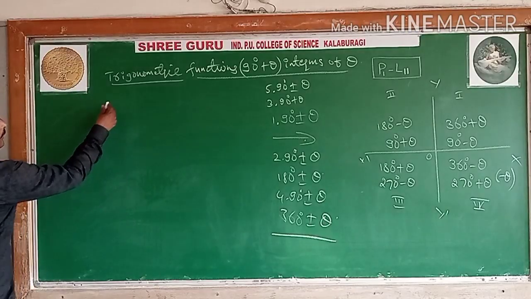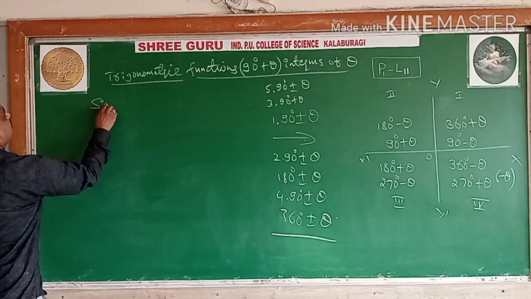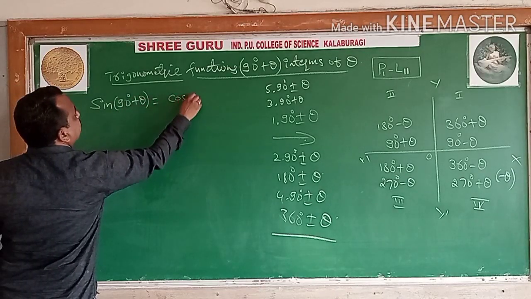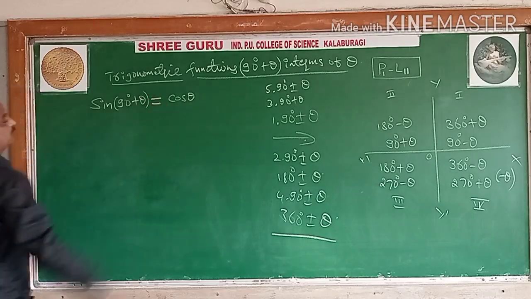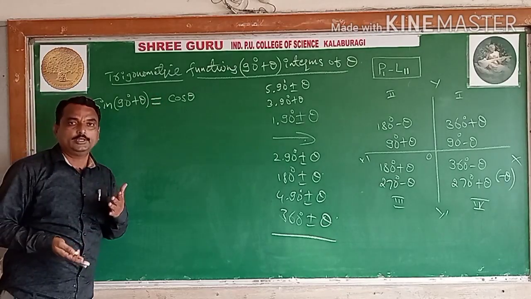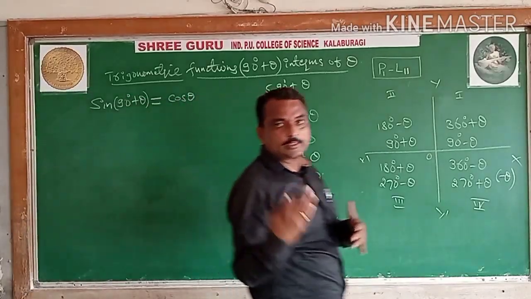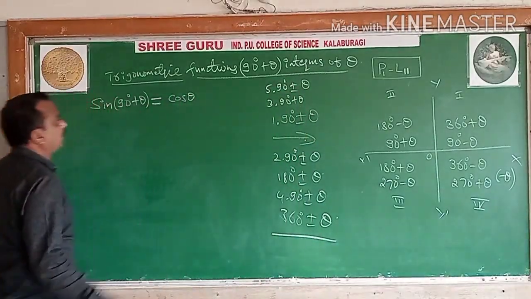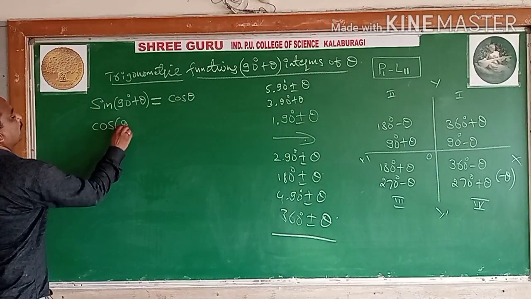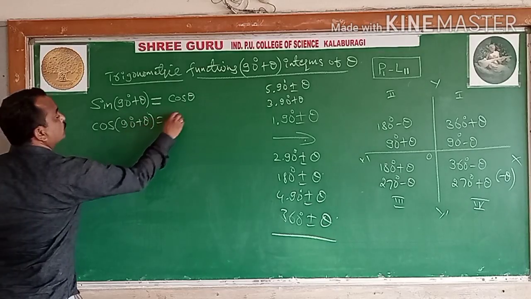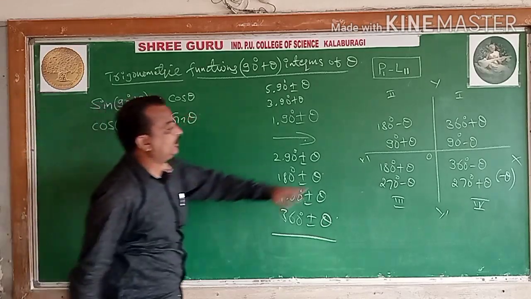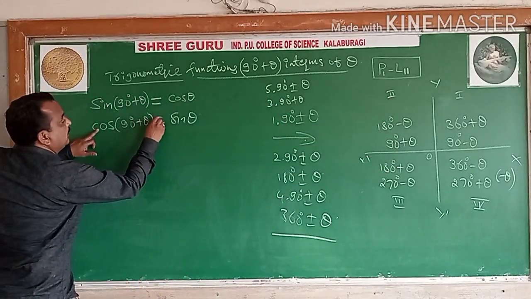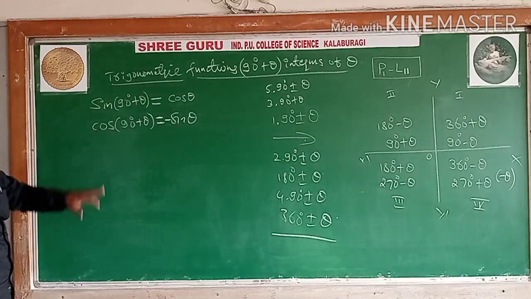Now let us come to the next one, 90 degree plus theta. Sine of 90 plus theta. Sine changes to cos, changed by its co-function. Sine of 90 plus theta changes to cos theta, cos of 90 plus theta changes to sine theta. Which quadrant angle is it? 90 plus theta, second quadrant. In the second quadrant, cos of 90 plus theta, is it positive or negative? Negative it is. So therefore negative sign.